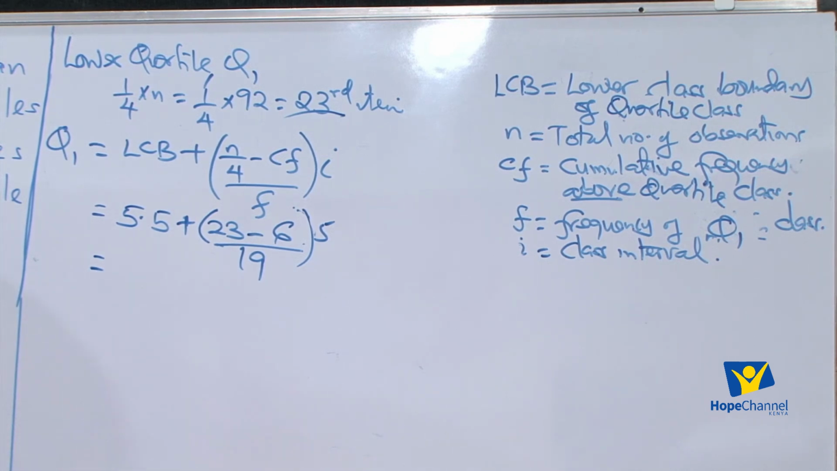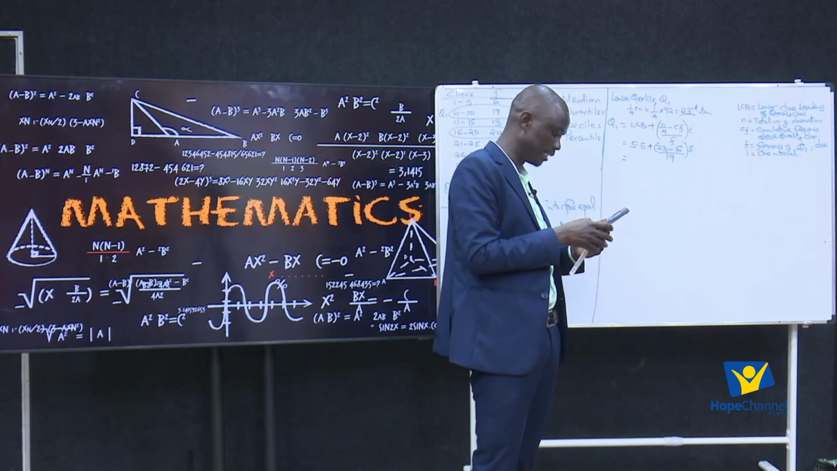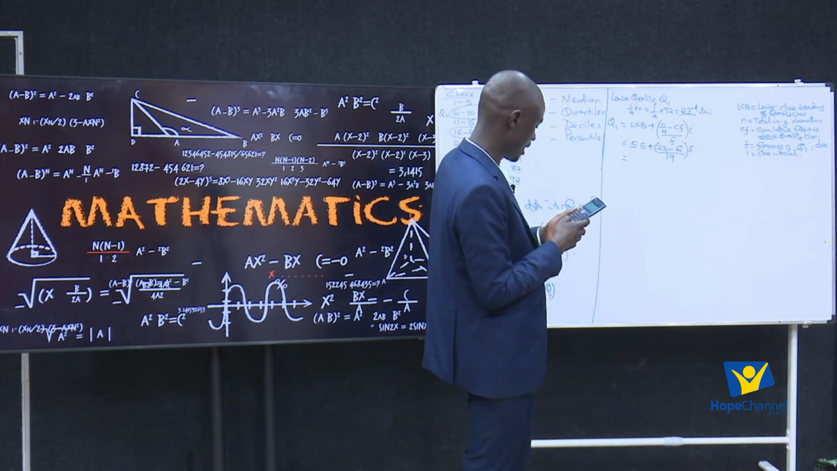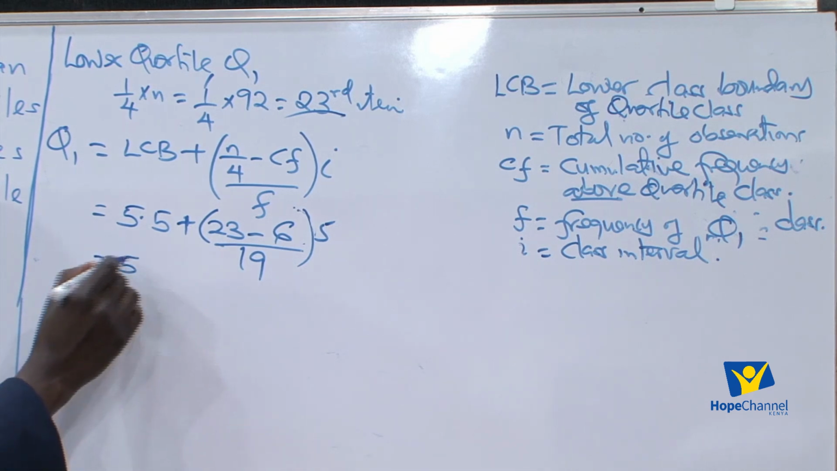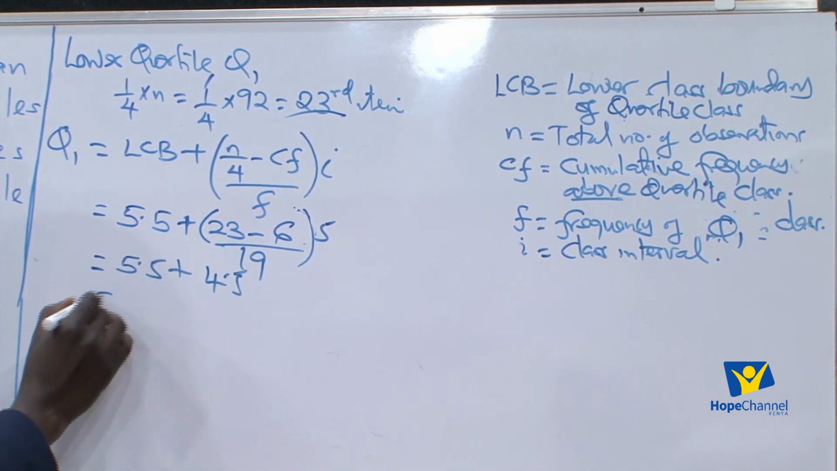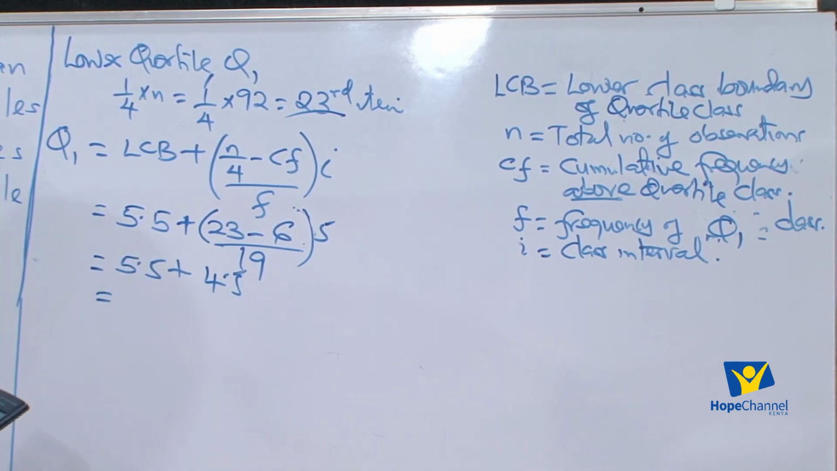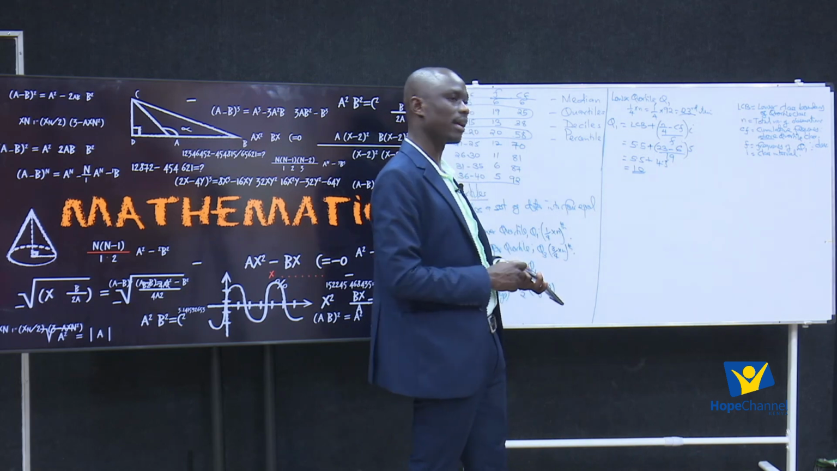We say 23 minus 6 is 17, divided by 19 is 0.89, times 5. I've just worked out the other part, which is about 4.5 rounded off. So when we add 5.5 to this, we get 9.9, which is just 10. So that's our Q1.